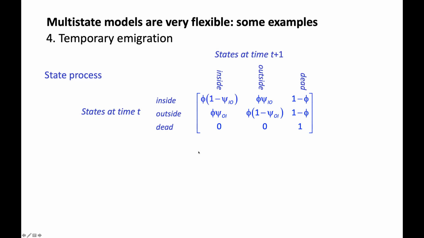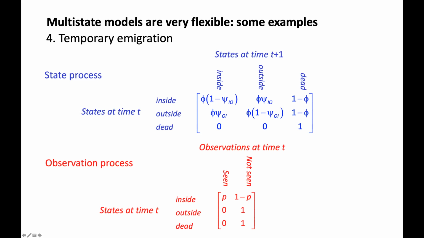And the trick is in the observation matrix, where if you are in state inside the study area, then you can be observed or non-observed with probability P. But if you are outside, for sure you will be missed. So this state is actually unobservable. In the capture-recapture literature, this outside state is called an unobservable state.